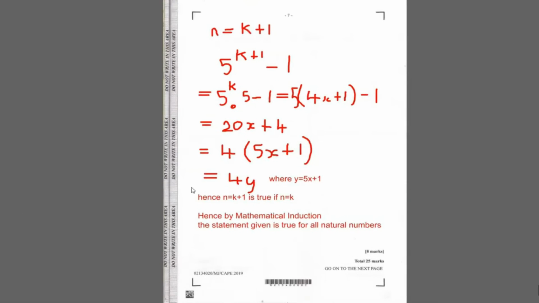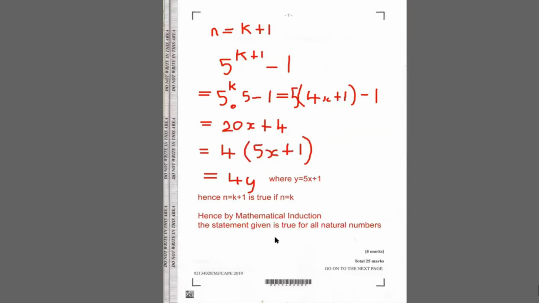All right, you have to conclude, you have to write your conclusion. You have to tell them that hence this statement is true. It says divisible by 4. So I told him that the statement 5 to the n minus 1 is indeed divisible by 4 for all natural numbers. All right, so the statement is true. Nice.